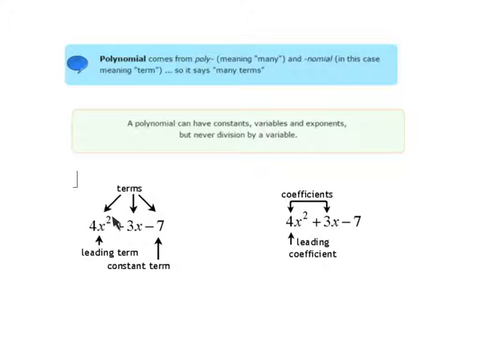these are terms. This is a term. They're separated by a plus or a minus. So this one has 3 terms, so does this one. This is the leading term because it has the variable with the highest exponent, and a constant term doesn't have a variable in it. This is the leading coefficient, 4. These are called coefficients, or numbers in the term that are with the variable.